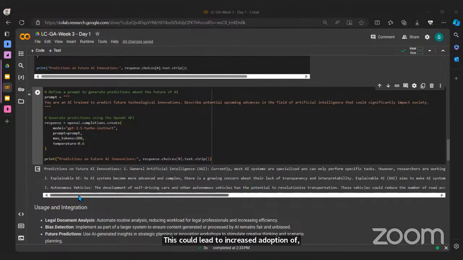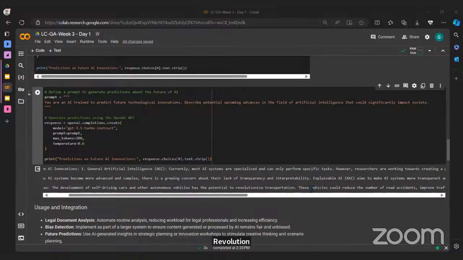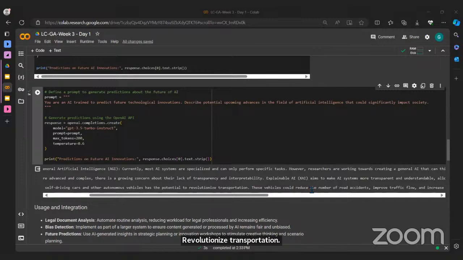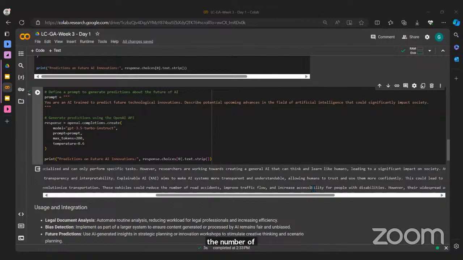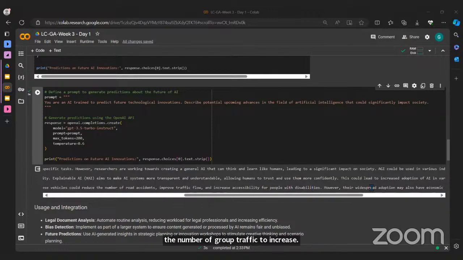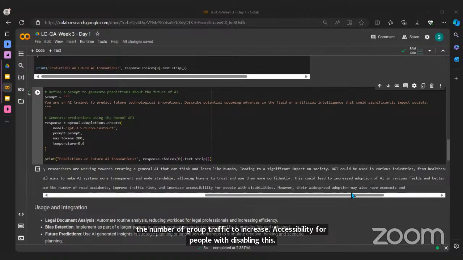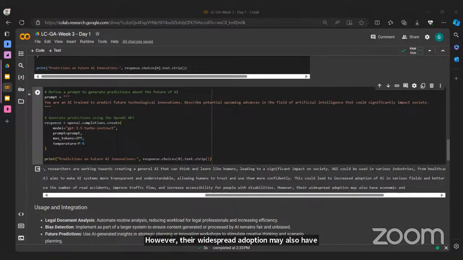Then the third one, autonomous vehicles. The development of self-driving cars and other autonomous vehicles has potential to revolutionize transportation. These vehicles could reduce the number of road accidents, improve traffic flow, increase accessibility for people with disabilities. However, their widespread adoption may also have economic... and we limited it to 200 and it was getting interesting.